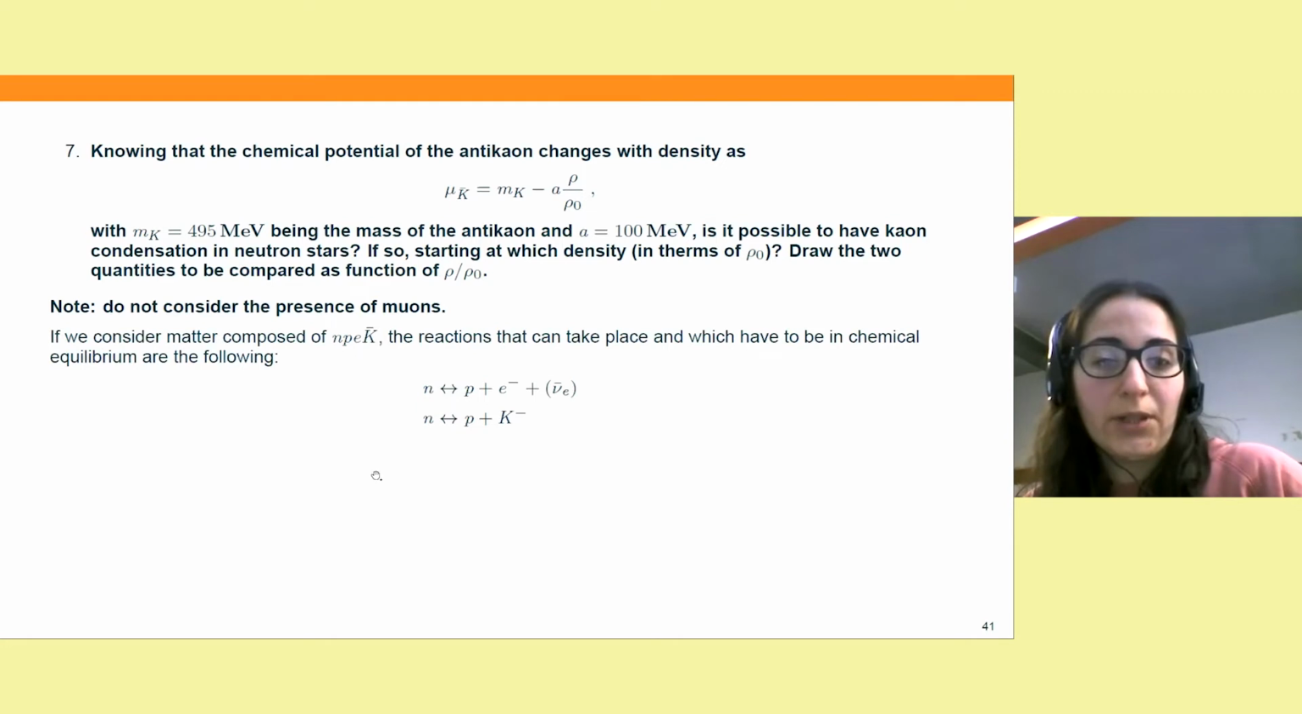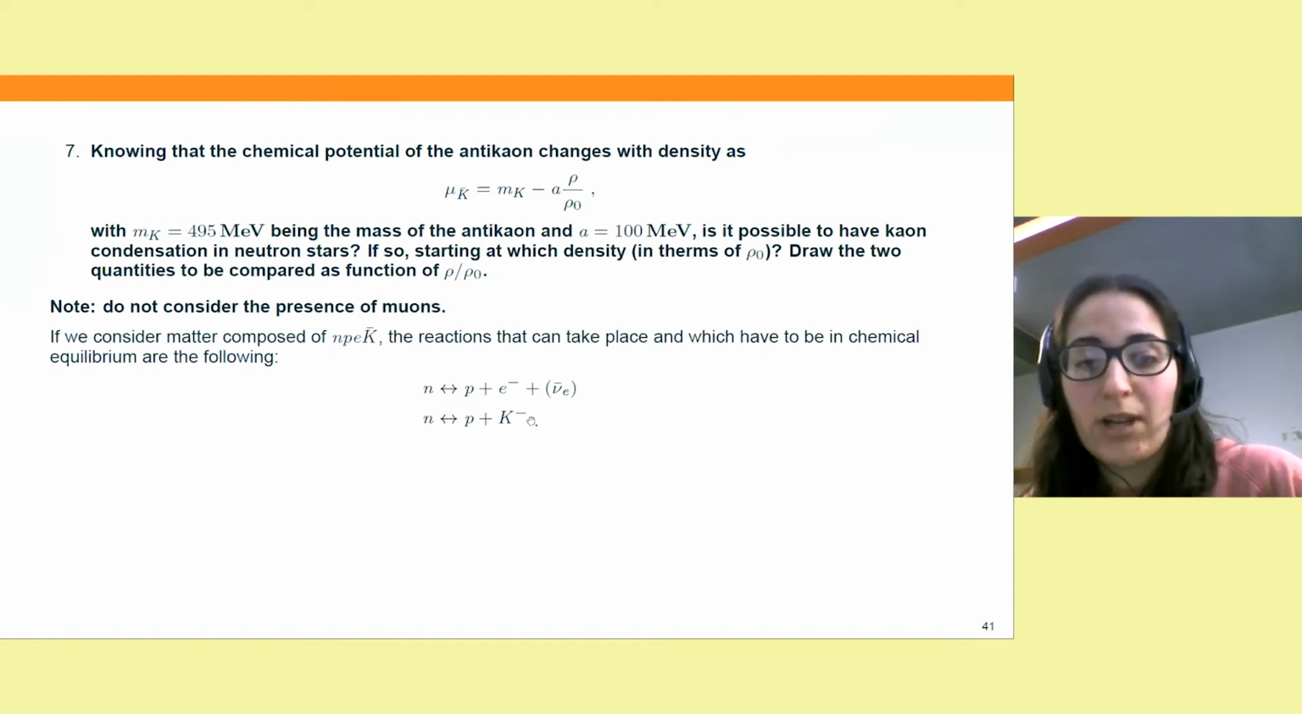So we consider matter composed of neutrons, protons, electrons, and anti-kaons. The reactions that can take place now for the chemical equilibrium are these ones here. The neutron decays into a proton, an electron, and a neutrino that escapes. But we can also have the decay of the neutron into a proton and a K minus. This reaction is now also possible if we consider that we have them inside the neutron stars.